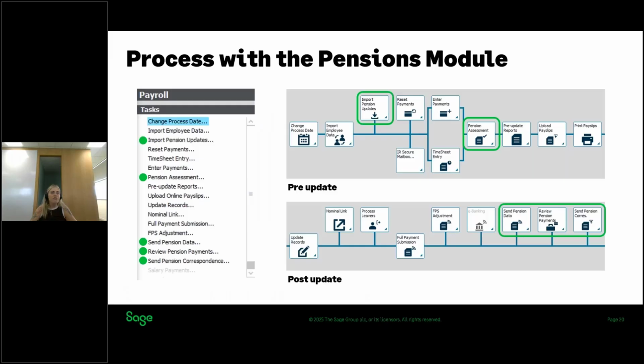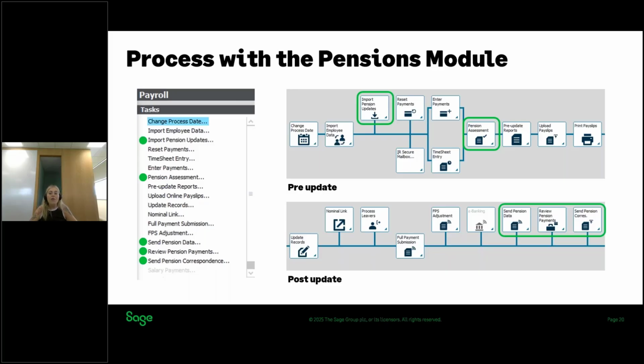So I just want to run through what processing with the pensions module will look like. You do have a couple of pre-update and post-update tasks included. So you have your import pension updates. That would be if you want to use that option to import a CSV file from the provider. That is only currently compatible with Nest and the People's Pension. So it's going to give you updates like opt-outs, things like that.